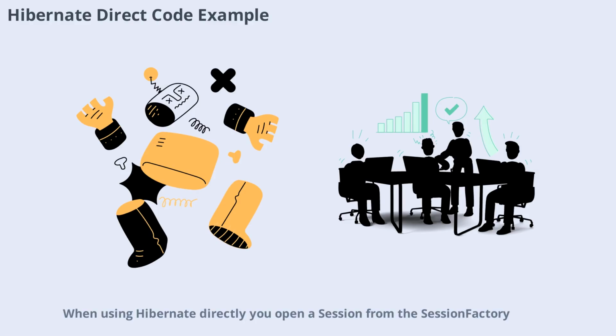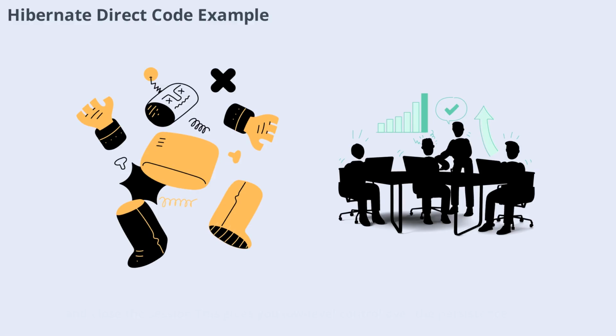Using Hibernate directly, you open a session from the session factory, begin a transaction, save your entity, commit the transaction, and close the session. This gives you low-level control over the persistence process and access to Hibernate's full feature set, but it also means more code to manage.